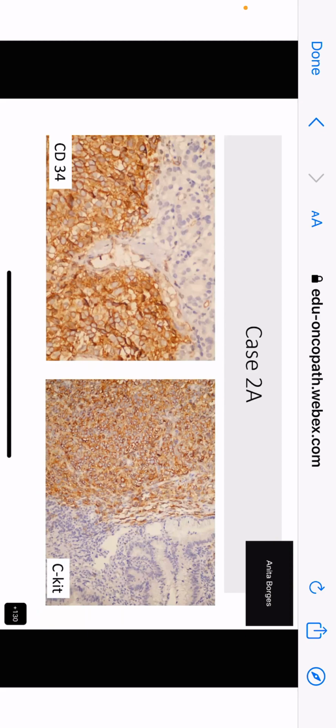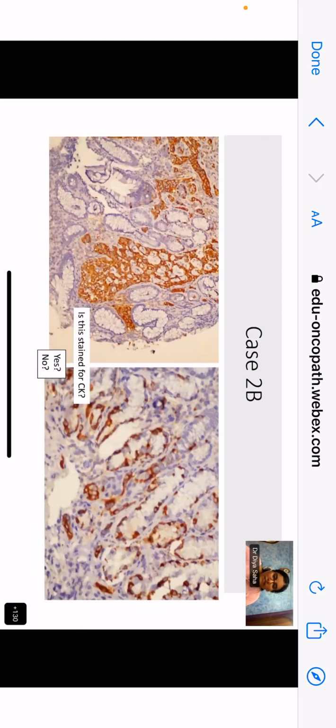So, Suvaita, what is the diagnosis in this case 2A? Yes, ma'am. Gastrointestinal stromal tumor. Okay, very good. So it is an epithelioid variant of gastrointestinal stromal tumor. Dia, are you happy about the diagnosis? Yes, ma'am. Very good.